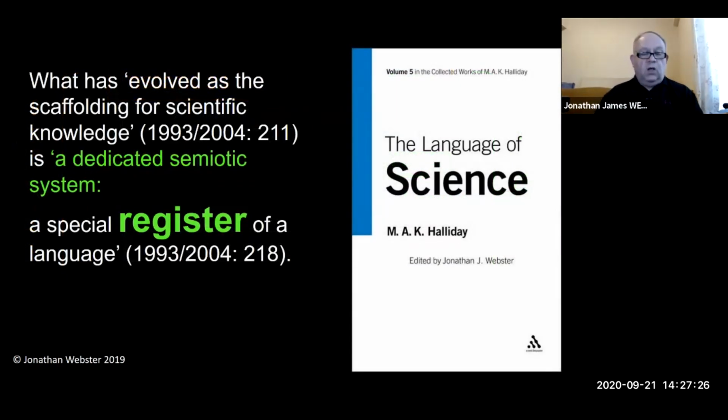So what has evolved, says Halliday, is that the scaffolding for scientific knowledge is a dedicated semiotic system. A new way of talking. And we refer to that as a register of a language. What is a register? It is defined according to the use of language. What is a dialect? A dialect is defined according to the users. Where are they from? But a register is defined according to the use of language.